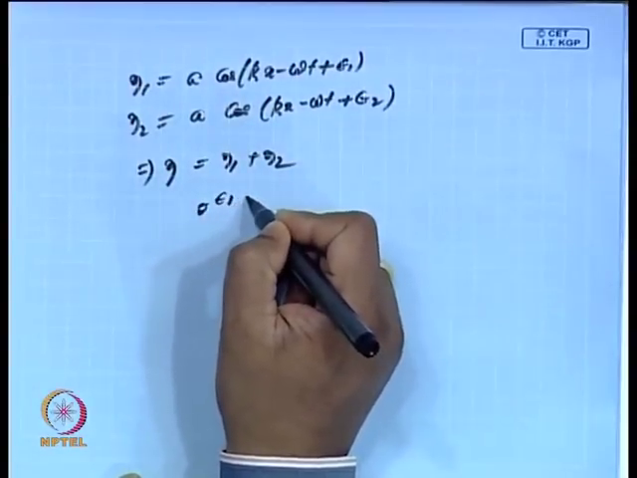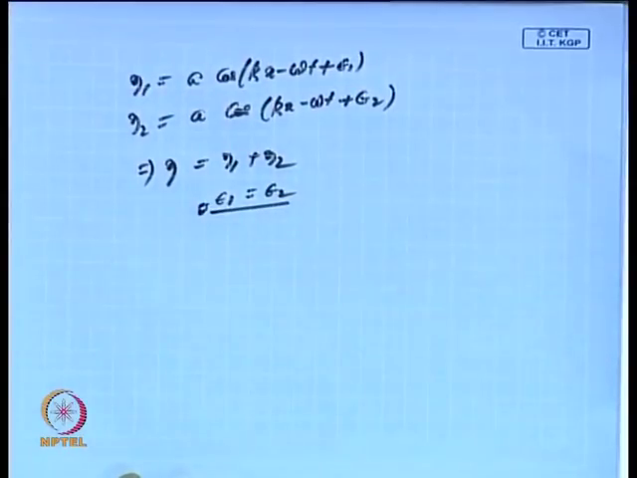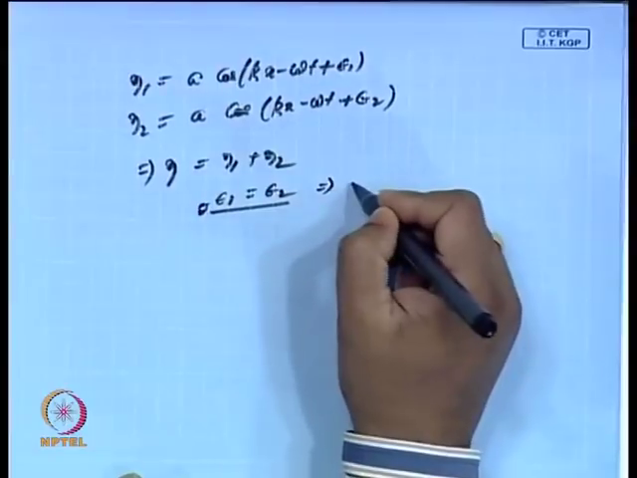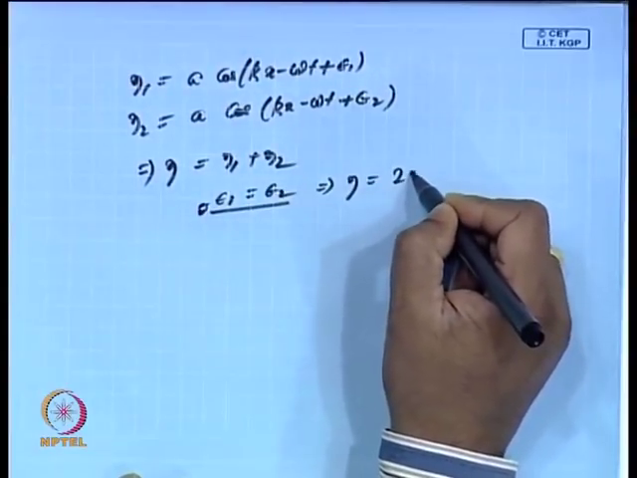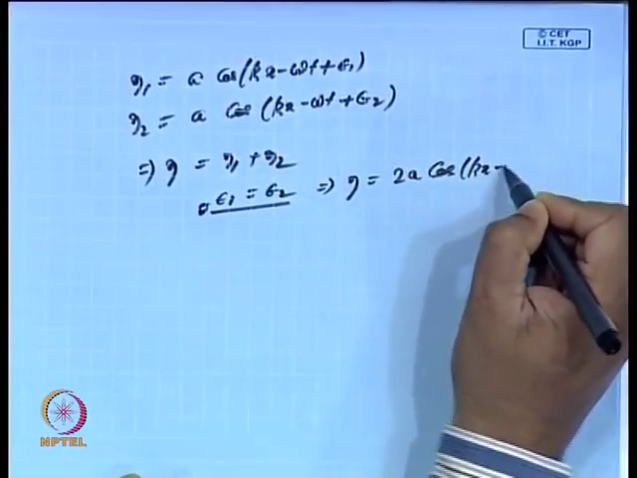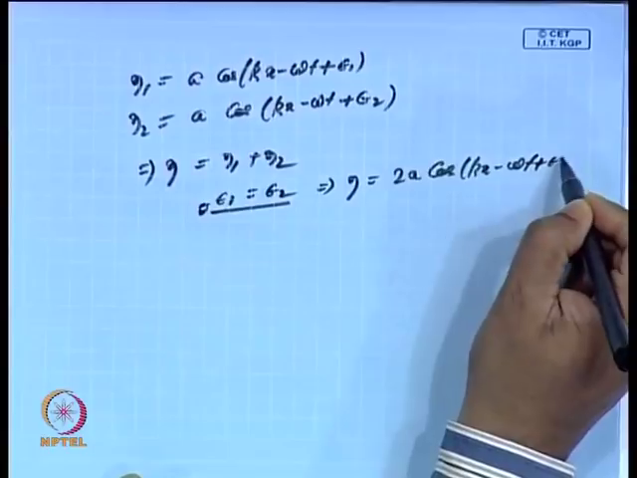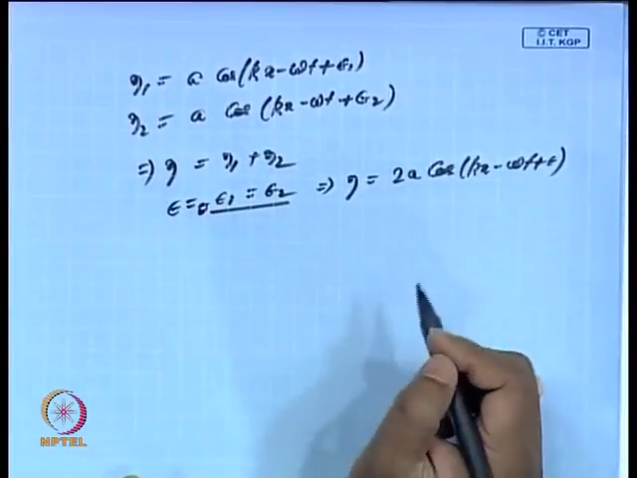When epsilon 1 is epsilon 2, then my eta, which is the resultant of the two waves, will give me 2A cos(kx minus omega t plus epsilon), because epsilon is equal to epsilon 1 is epsilon 2.